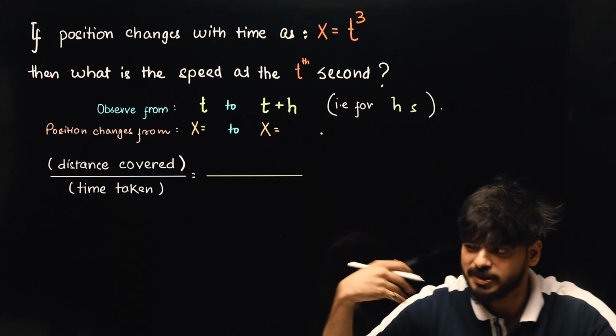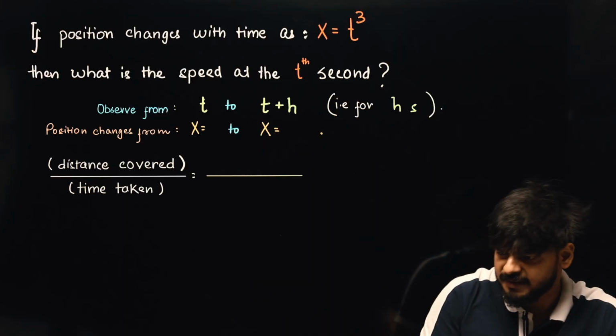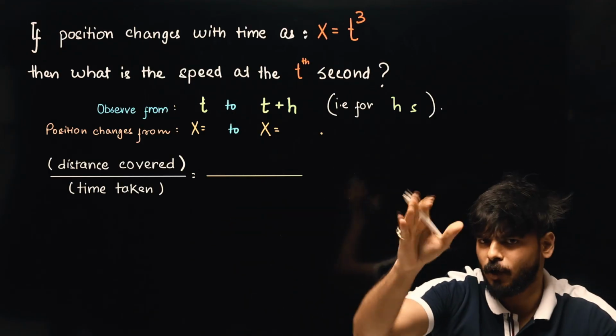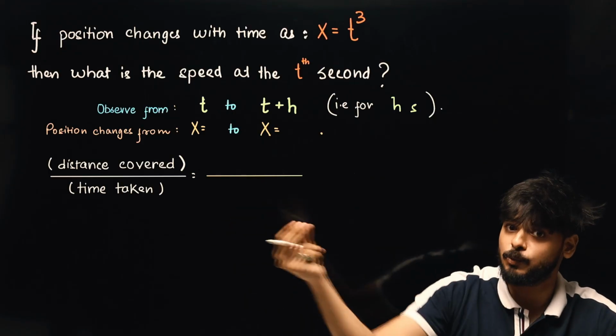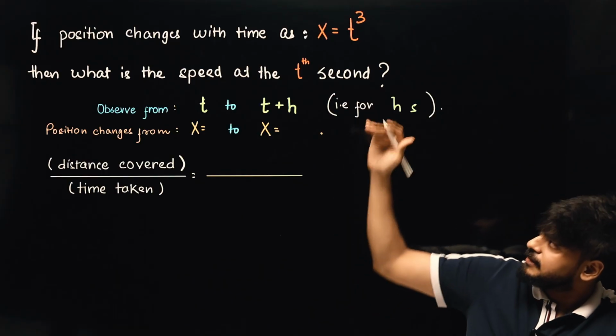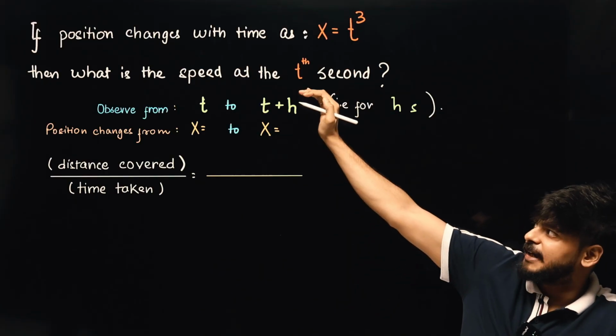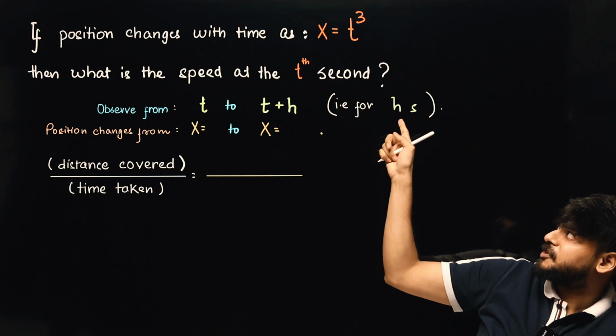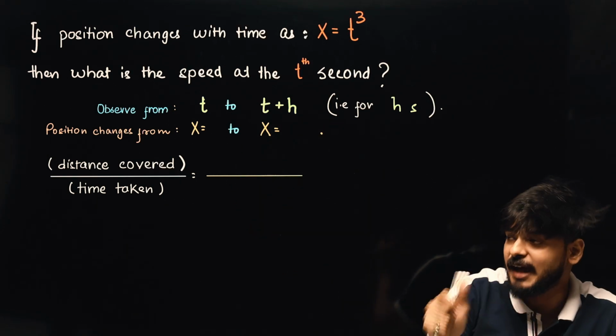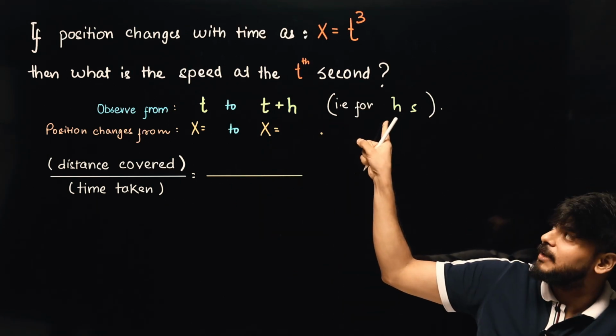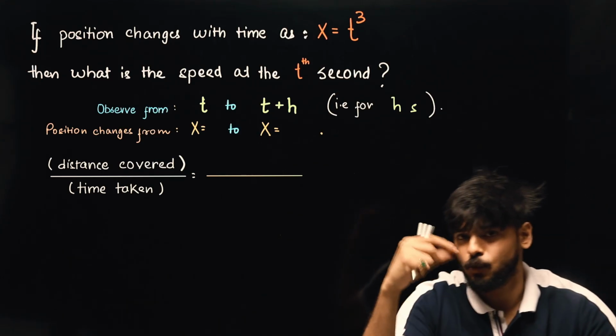So here, since the acceleration is not a constant, we can't simply say v is equal to u plus at. a is not a constant. Even the value of a will change with time. So in order to calculate what is the speed of this body at the tth second, we must go through the approach of h. We'll first get an expression for what is the average speed over the h second interval and then enforce the value of h to be 0 plus.